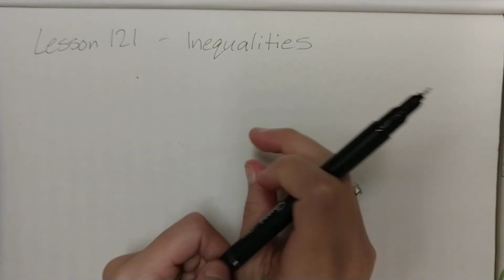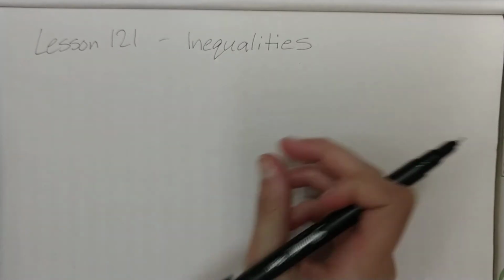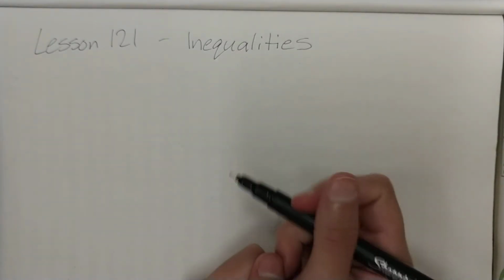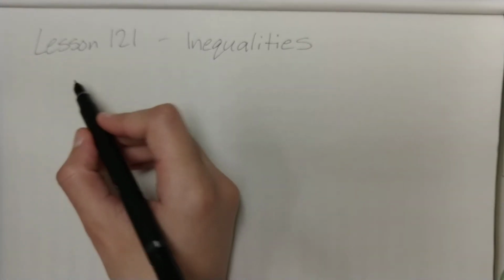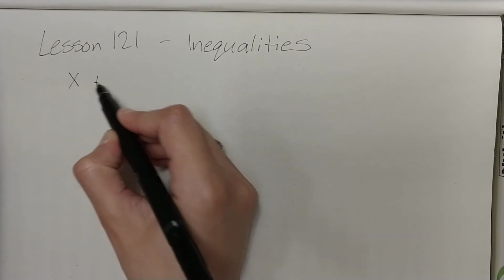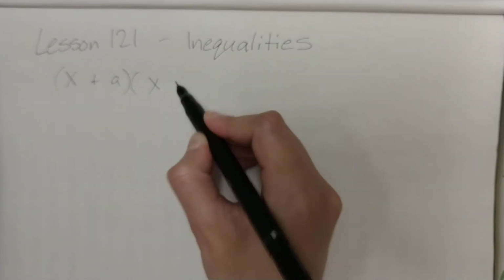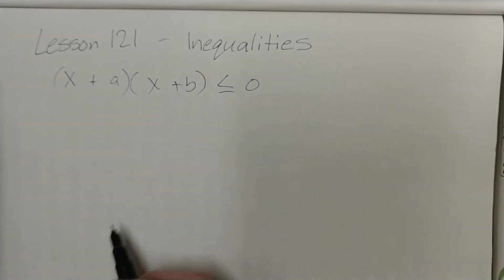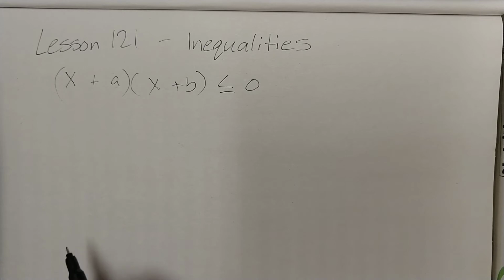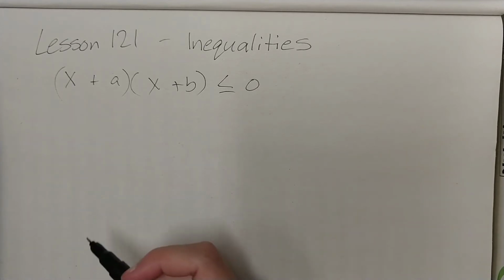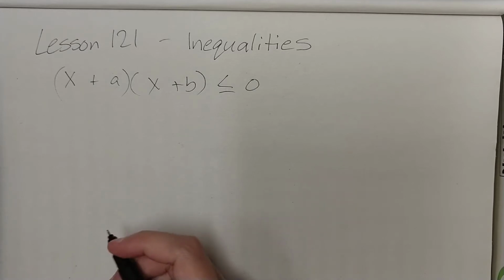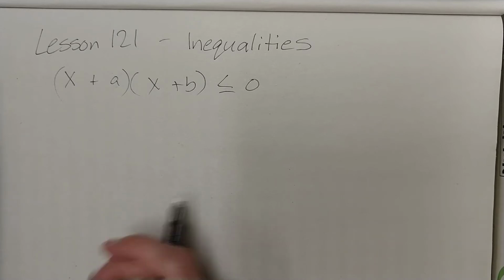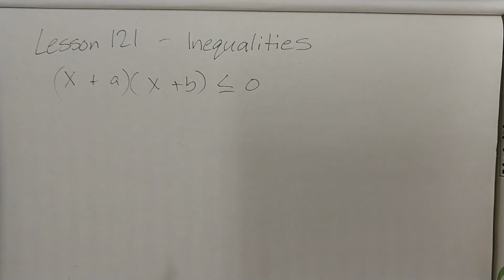Hello guys, we're going to move on to lesson 121, and here we're going to talk about inequalities. We've done several different types of inequalities, such as the inequalities where you get something like this, and then we have to graph this on a line where a and b are numbers. So we're going to do something a little bit different. In this case, we're going to be looking at variables that are in a denominator.